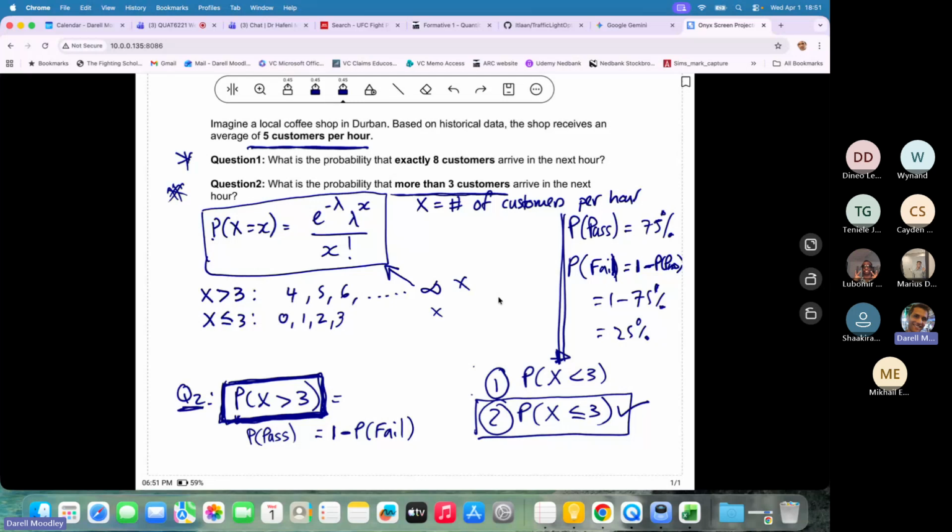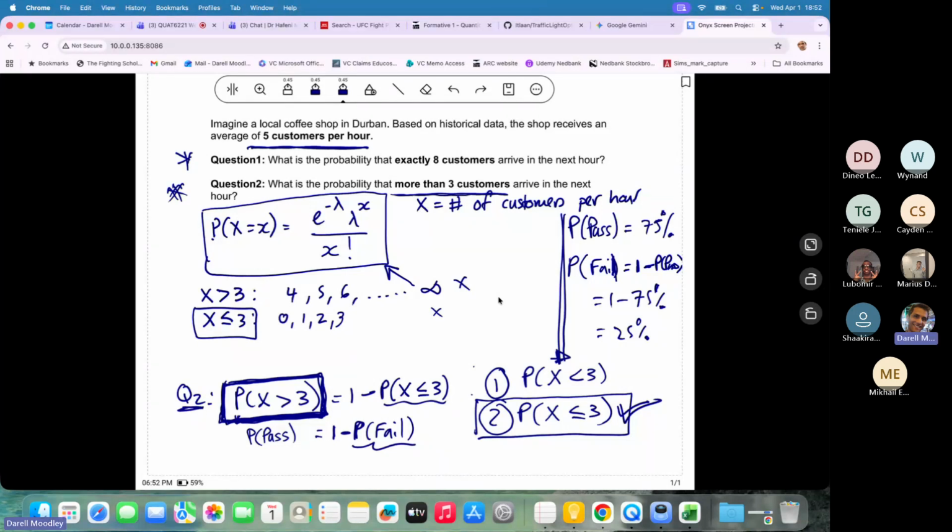So that's what we need to work out. That means I know the probability of failing. I can work this out, which is the opposite. It's 1 minus the opposite of passing, which is this here. As we just said in the poll, you answered that this is the opposite. So it's 1 minus the probability of x less than or equal to 3. So think of this as your failing. So we just rewrote it.